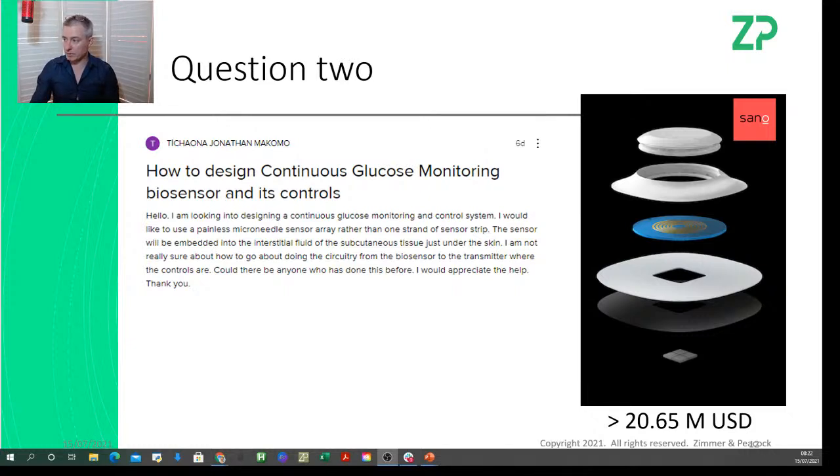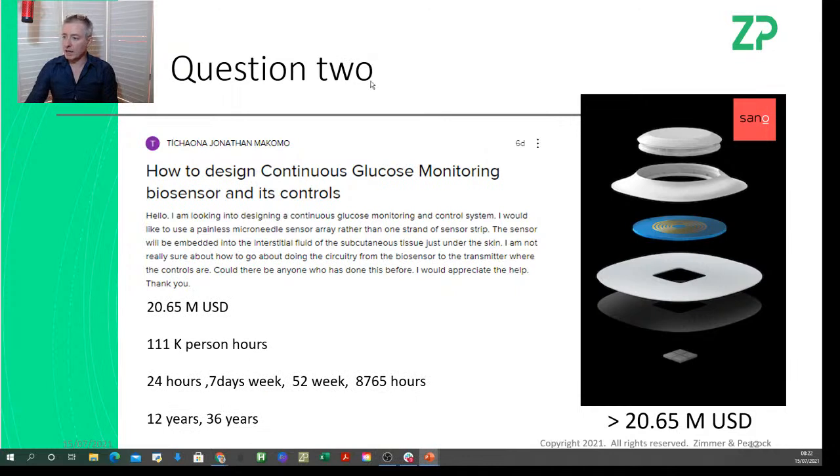Now, $20.65 million US essentially translates to 111,000 person hours. So if you work 24 hours a day, 7 days a week, 52 weeks a year, so basically you did nothing, you didn't sleep, you literally didn't eat, you didn't do anything but work, you are capable of doing 8,765 hours a year.